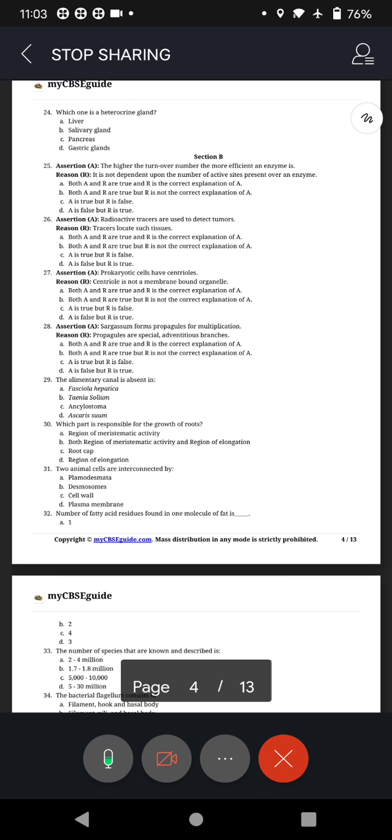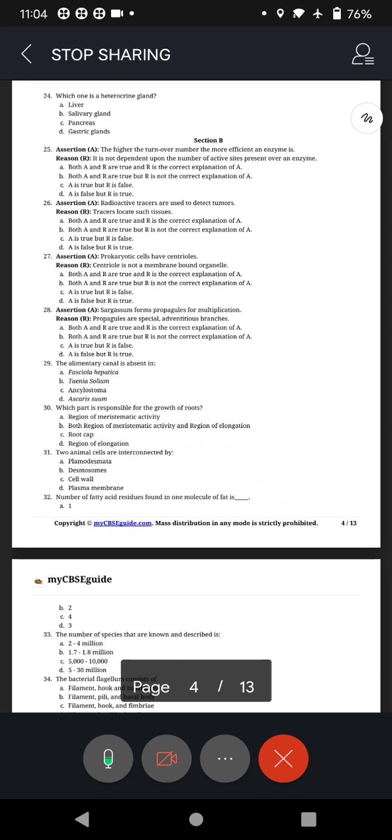Question number 30. Answer is B. Both region of meristematic activity and region of elongation. The procambium will produce cells that make both the types of tissues. The third type of cell created in the meristematic region is the ground meristem, which will become ground tissue and help with the storage of water and nutrients for the growing plant. The next region involved in primary root growth is the elongation region.